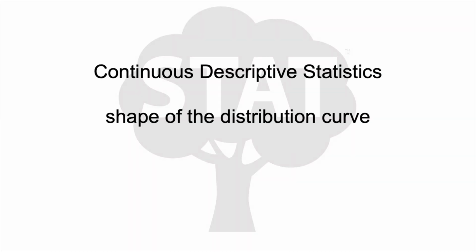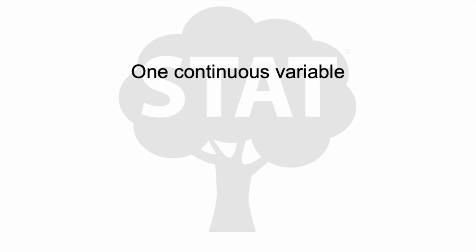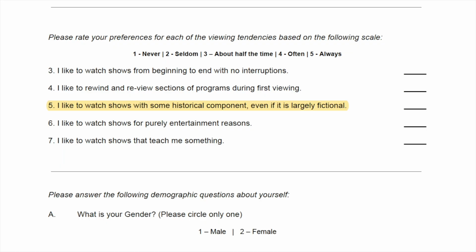To demonstrate the shape of the distribution of a continuous variable in sample data, generating histograms would be appropriate. You will need one continuous variable to run this test. In looking at the preferred entertainment viewing survey, any of the scale questions 3 through 7 would be appropriate for the continuous variable for our demonstration. For this demonstration, we will use question 5.